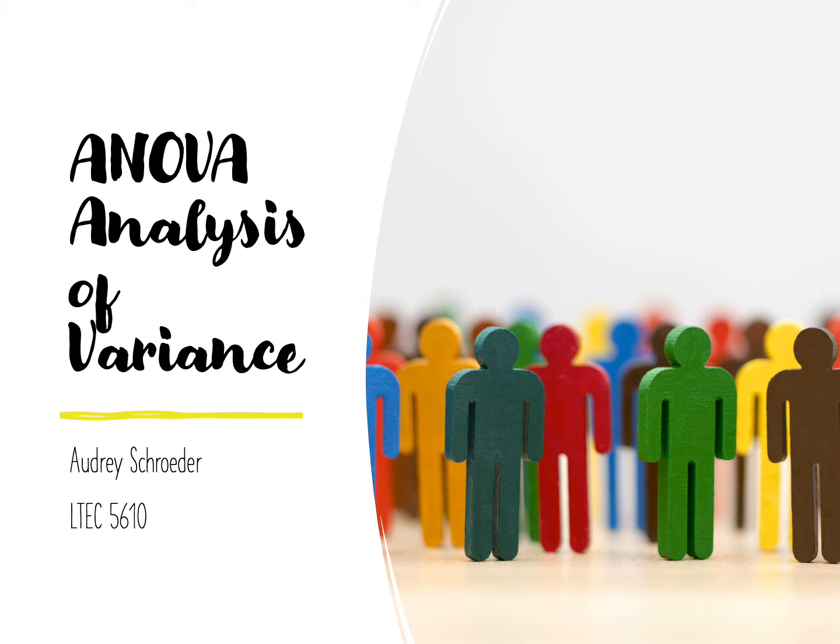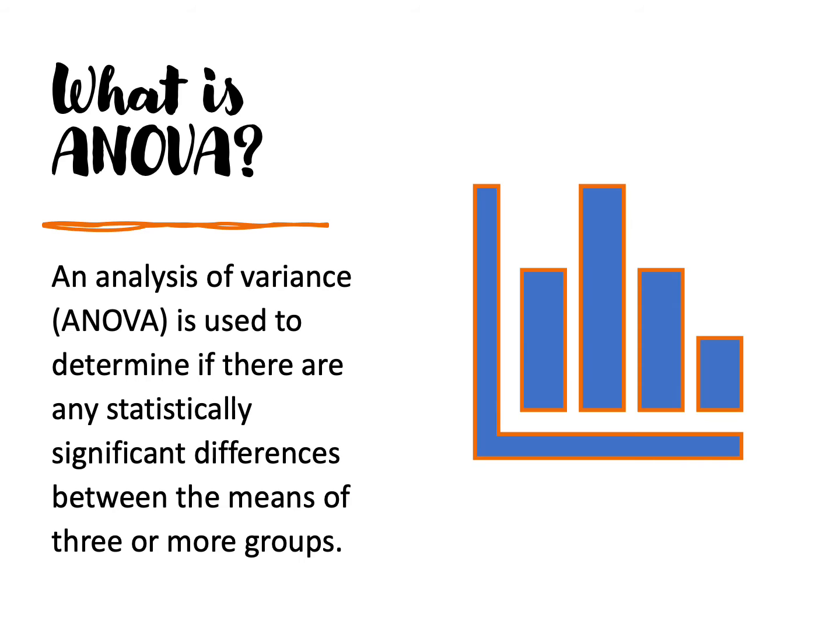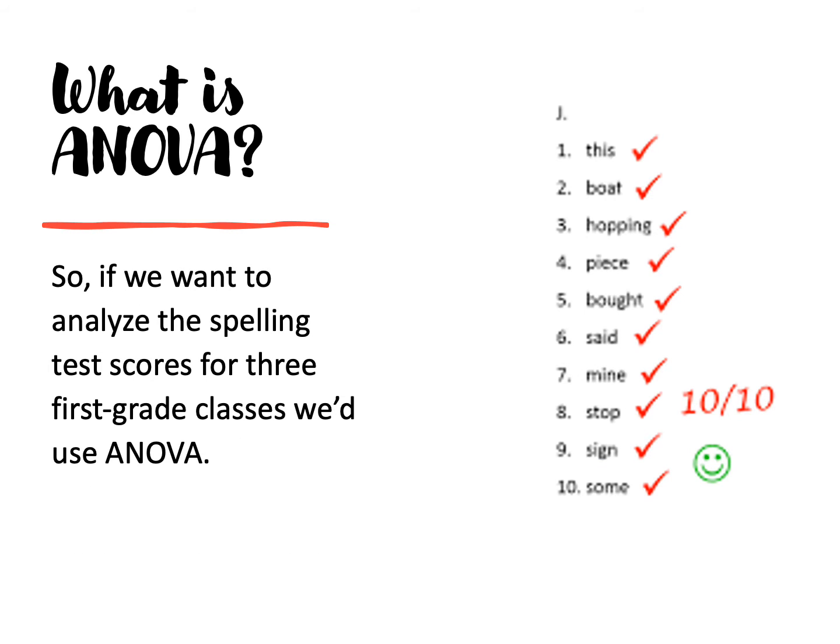This is my video presentation of ANOVA, Analysis of Variance. An analysis of variance, or ANOVA, is used to determine if there are any statistically significant differences between the means of three or more groups. So, if we want to analyze the spelling test scores for 3 first grade classes, we'd use ANOVA.